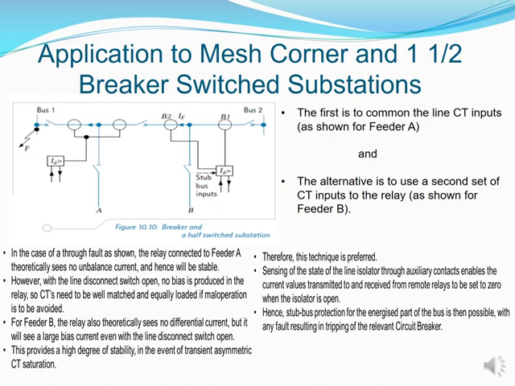Sensing of the state of the line isolator through auxiliary contacts enables your current values transmitted to and received from your remote relays to be set to 0 when the isolator is in an open position. Hence your stub bus protection for the energized part of your bus is then possible, with any fault resulting in tripping of your relevant circuit breaker.